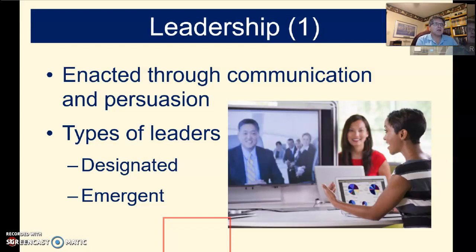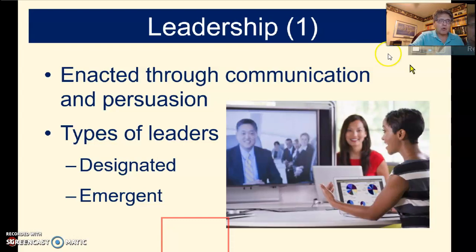Emergent leaders are leaders who do not have an official capacity, but they do have influence in the group, and they emerge over time and in different places. And so oftentimes, really, the emergent leaders have a lot more influence over group members than those who have designated power sometimes.